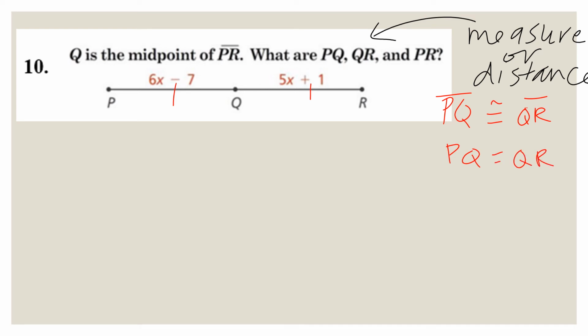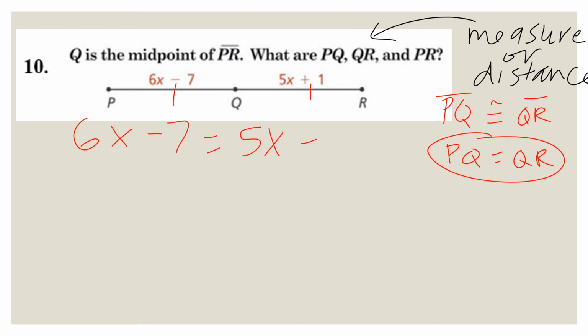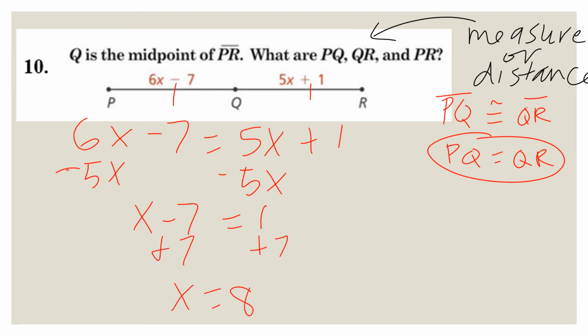So if we know that PQ equals QR, how can we solve this problem to figure out what PQ, QR, and PR are? We need to solve for X. So if we know that PQ equals QR, we can set this up as an algebraic equation and solve for X. So we'd subtract 5X from both sides, bring back some algebra here. Then we would add 7 to both sides, and we would get X equals 8, okay?